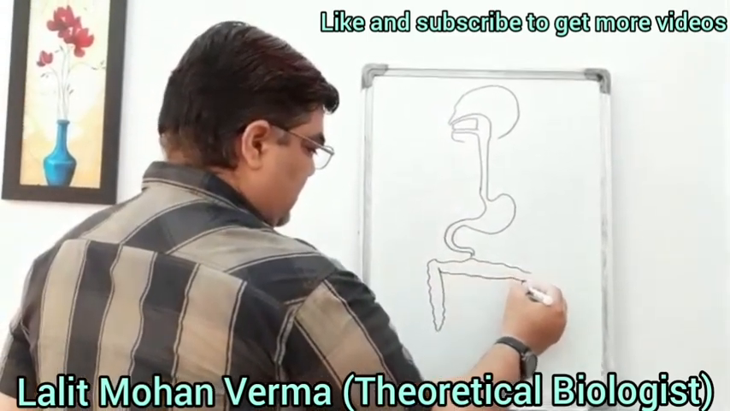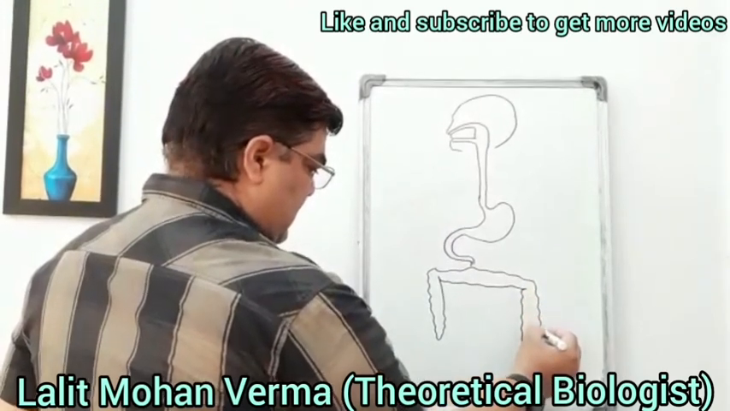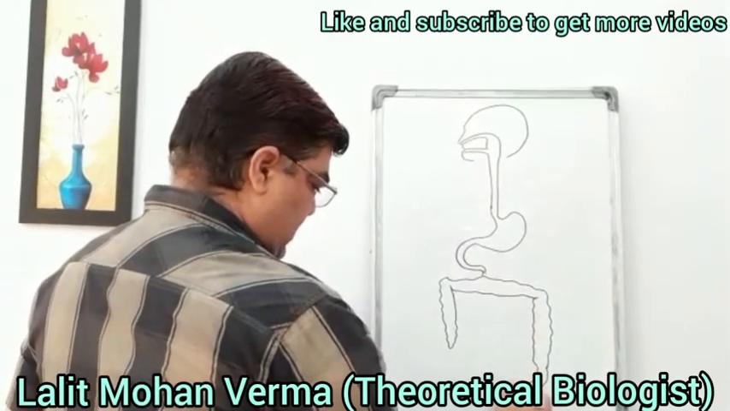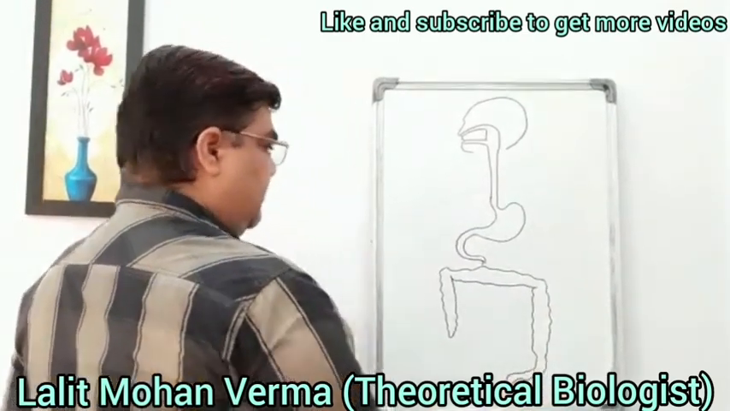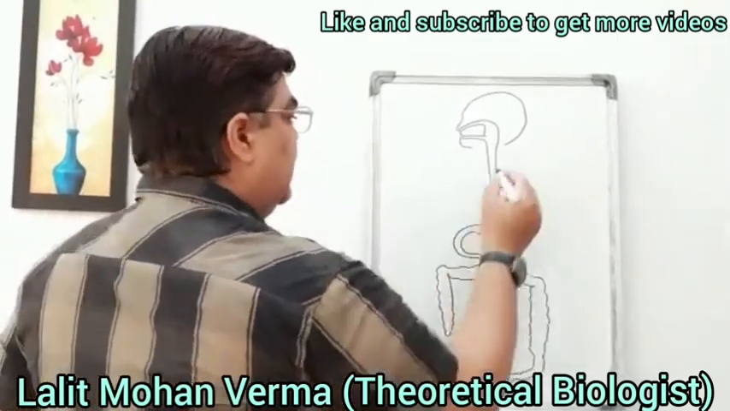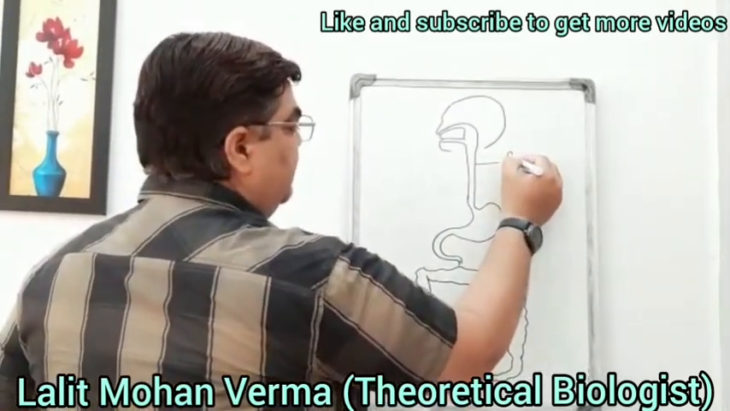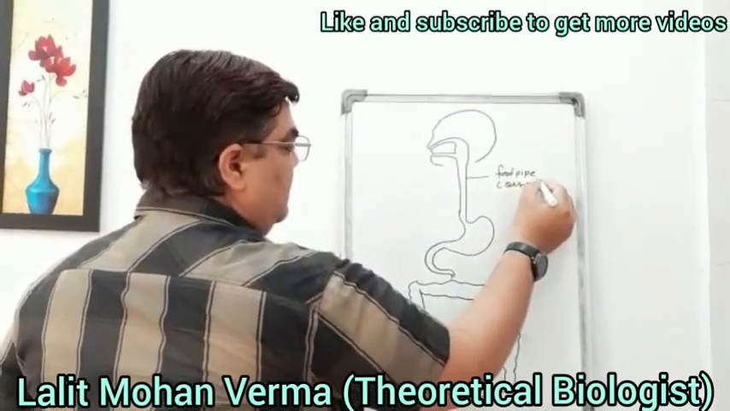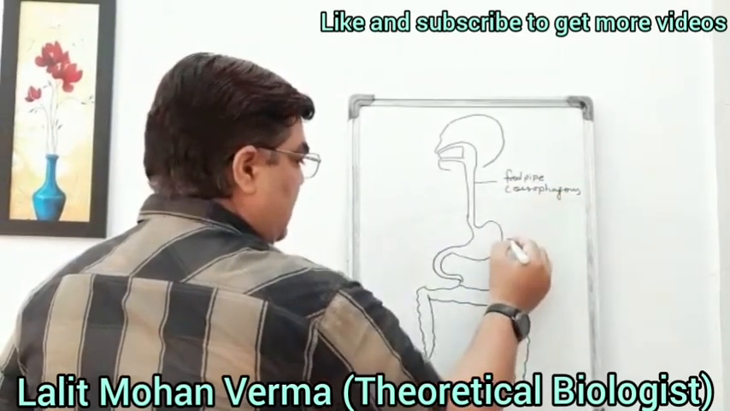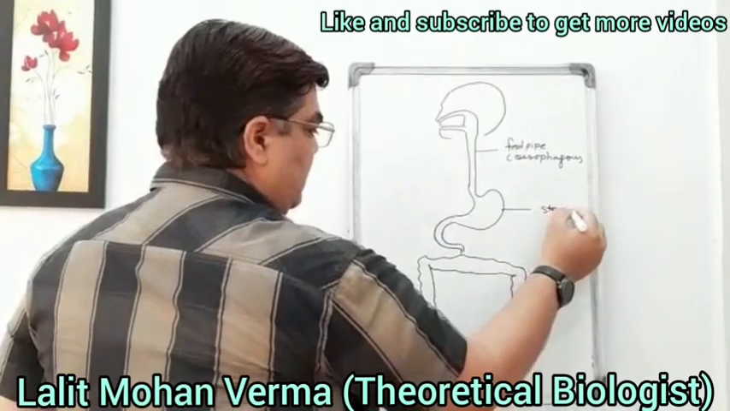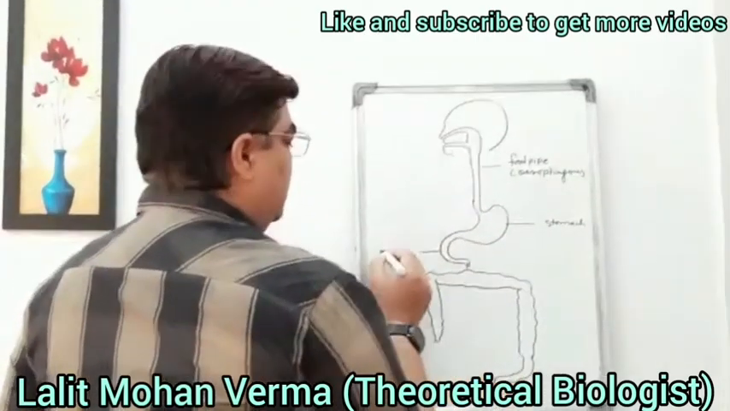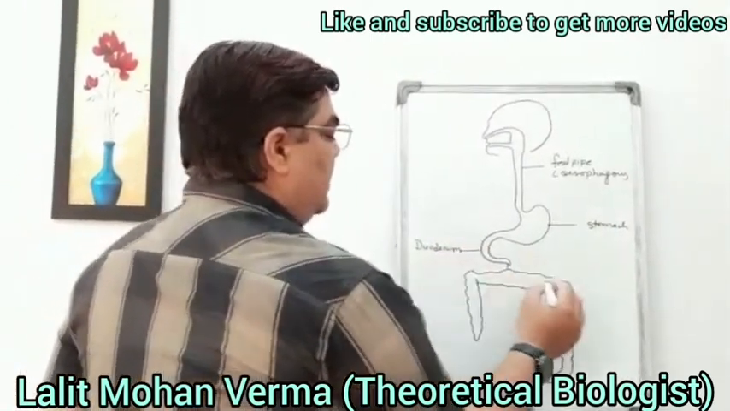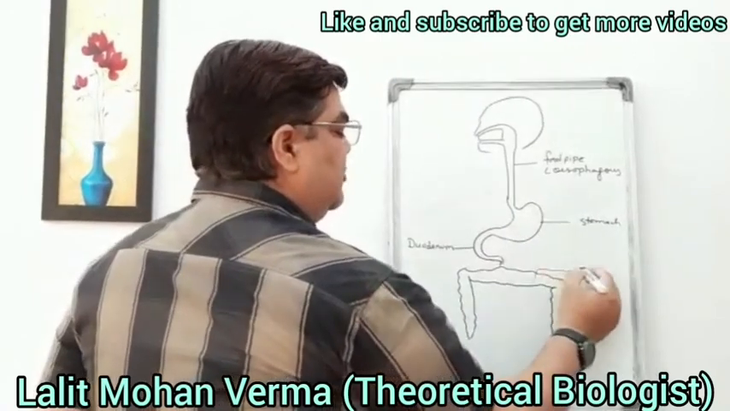This is the transverse colon. This is one more colon, and like this. So students, this is the food pipe. You can say esophagus. This is the stomach. This is a small intestine part called duodenum. This is the large intestine. This one is the transverse colon.